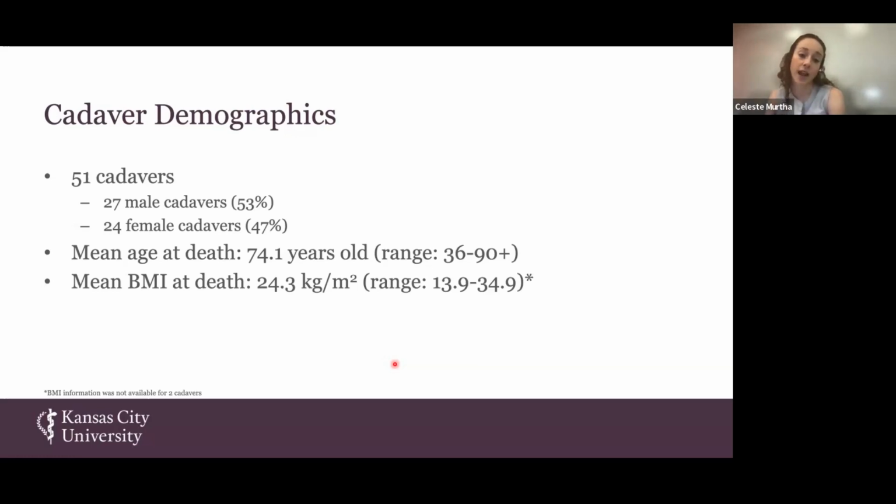The mean age at death was 74.1 years old with a range of 36 to 90 plus years old. And the mean BMI at death was 24.3, with a range of 13.9 to 34.9. Of note, we were not able to obtain the BMI data in 2 cadavers, and so for that particular analysis, we used a sample size of 49 versus 51.